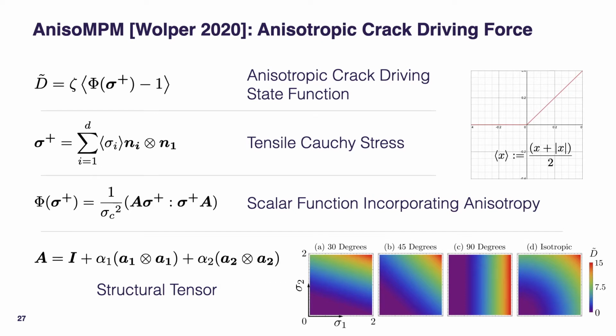At right, we also present 4 plots showing the behavior of our anisotropic crack-driving state function for 3 different fiber orientations as well as an isotropic material. Notice how for the 90-degree or vertically oriented fibers, as stress increases in the fiber direction, sigma 2, d tilde stays constant, but it increases quite rapidly due to stress in the weak orthogonal direction. And conversely, for the isotropic material, we see that it responds identically to stress in every direction.